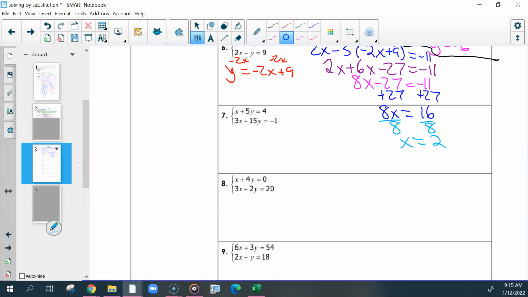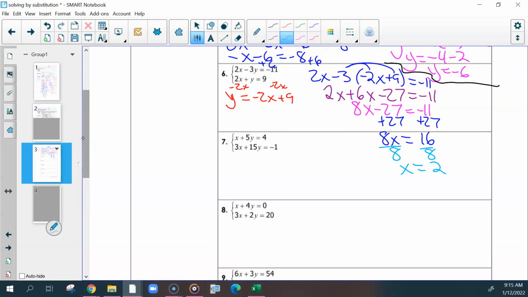Then we take x equals 2 and put it into y equals negative 2x plus 9. So you put y equals negative 2 times 2 plus 9, and that would give us negative 4 plus 9, 5. Yes.